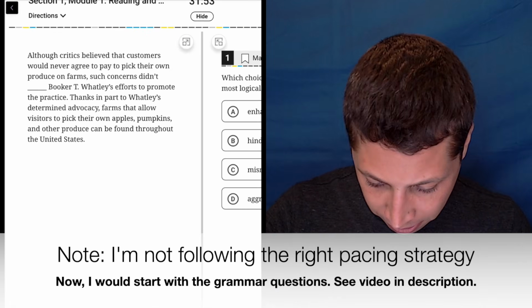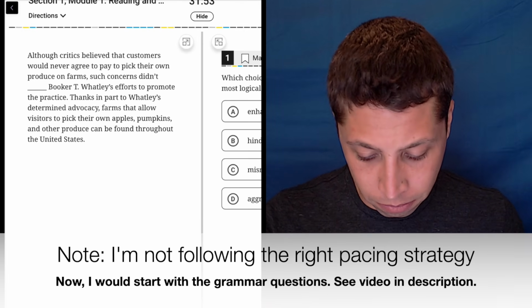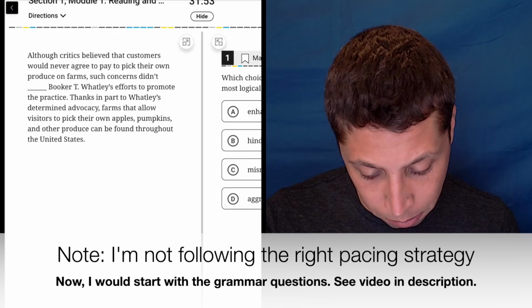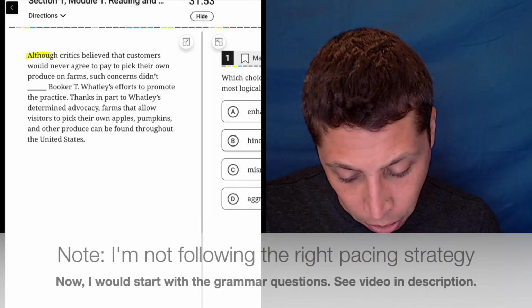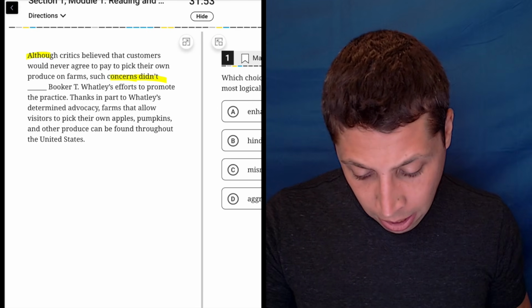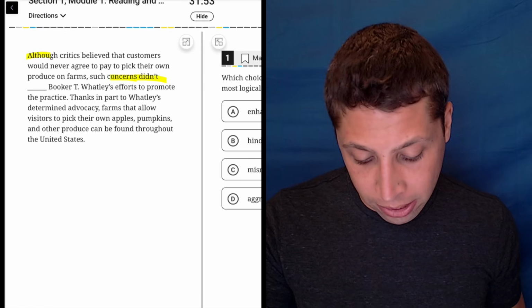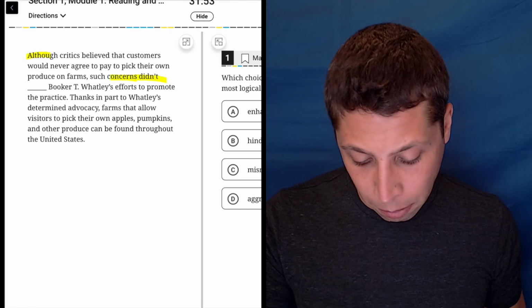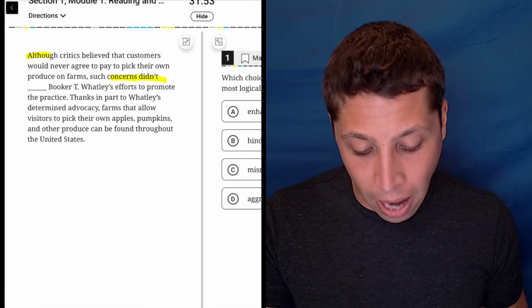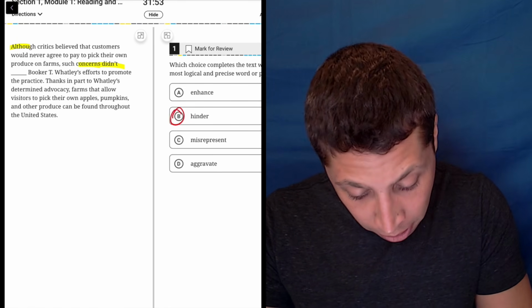All right, let's focus in on this question. Although critics believe that customers would never agree to pick their own produce on farms, such concerns didn't... Okay, so although such concerns didn't, there's going to be some sort of contrast. Booker T. Whatley's efforts to promote the practice, thanks in part to Whatley's determined advocacy, farms that allow visitors to pick their own apples. Okay, this is definitely something like the word stop, right? Such concerns didn't stop him from doing this, and hinder means stop.